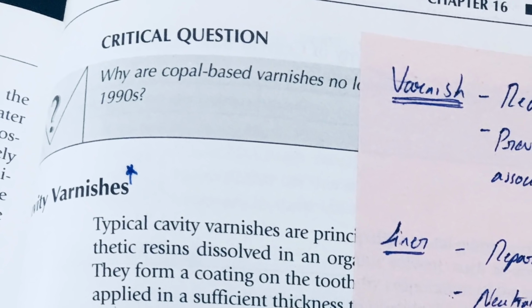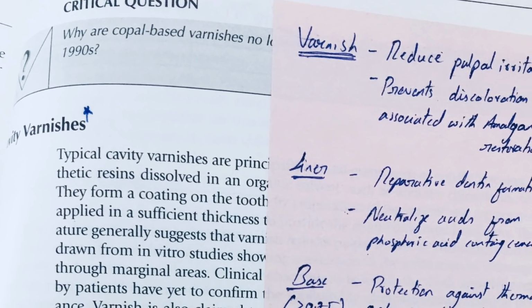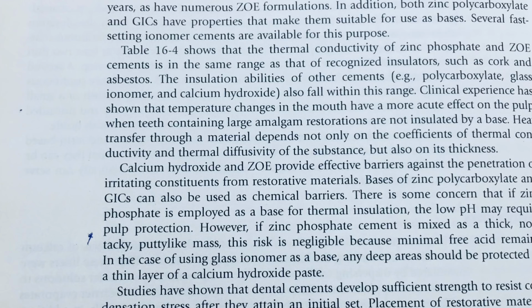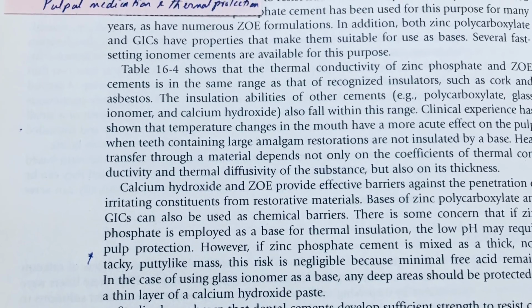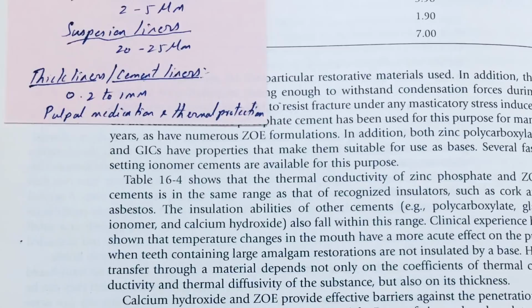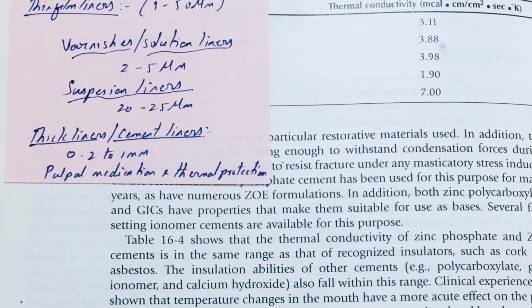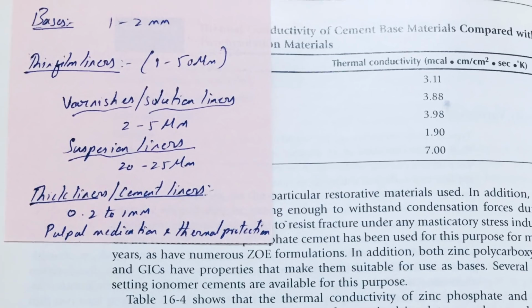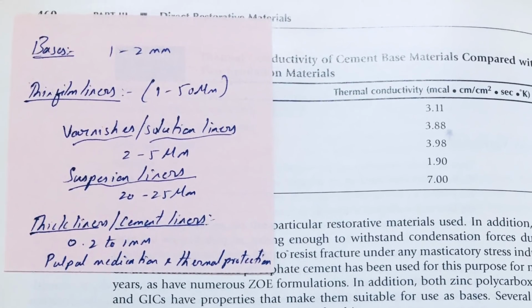And my favorite, in fact, when I was referring dental cements during my prep, cavity varnishes, liners and bases, rather than going through the text repeatedly several times, I've added a stick note wherein I've just mentioned what a varnish is all about, what a liner is all about, and what a base is all about. Also, I couldn't find this information in Philips, so I have found this elsewhere, wherein I have added the same information here pertaining to thickness of various cements, pertaining to thickness of bases, liners and varnishes. You can see here in my stick notes I have added the thickness of bases, thin film liners, varnish or solution liners, suspension liners, thick film liners or cement liners, right?